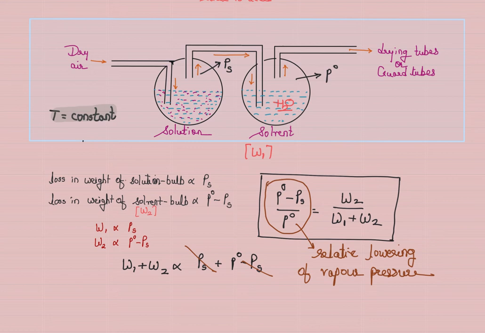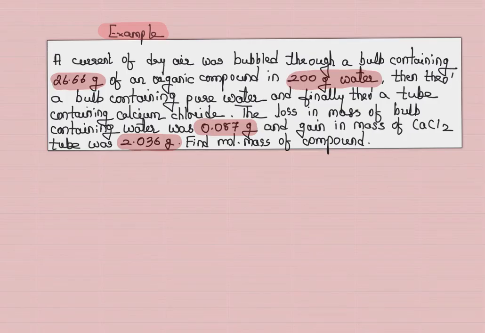Now I'm going to solve a numerical with you, and in that numerical we will be using this formula so that you understand this better. So look at this now. As you can see here, there is a current of dry air which was bubbled through a bulb containing 26.66 grams of an unknown organic compound. So this is our unknown organic compound, and we have to find out the molar mass of this compound. It is taken in 200 grams of water.